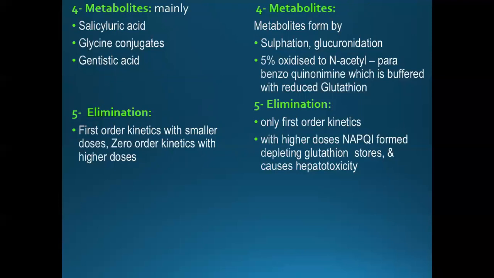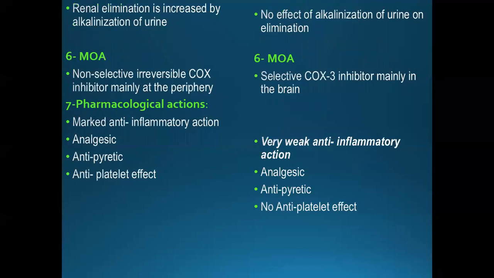Elimination follows mainly first order kinetics with smaller doses and zero order kinetics with higher doses. With higher doses, this toxic metabolite can be formed, depleting glutathione stores and causing hepatotoxicity. Renal elimination is increased by alkalinization of urine in the case of aspirin. However, there is no effect of alkalinization of urine on elimination in the case of paracetamol.